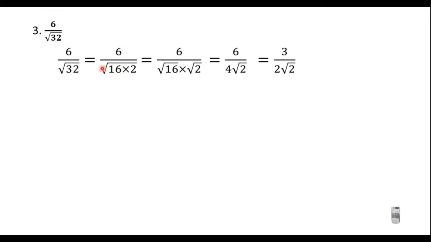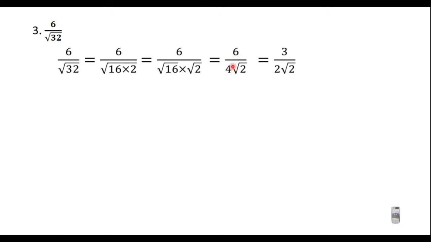So you have 6, then divided by, if you are breaking 32 down, you are going to have square root of 16 times 2. We have done a lot of this, so you should be conversant with how to find these two numbers by now. Then this will give us 6 over square root of 16 times square root of 2. Square root of 16 will give us 4. Then we have square root of 2 here, so 4 times square root of 2.